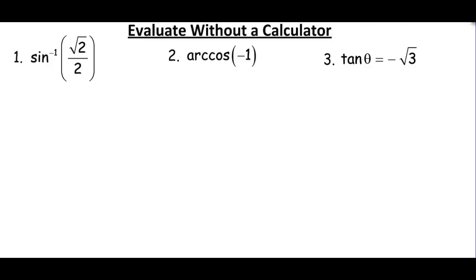So I have 6 examples, and we're going to do these by hand. You will have to do this without a calculator. On any quiz or test, it will be a completely non-calculator section. So I'm expecting you to know and be able to recall from the unit circle where all these values lie. In the first example, it says inverse sine of root 2 over 2. Whenever you see this inverse, it's asking what angle has a sine value of root 2 over 2.